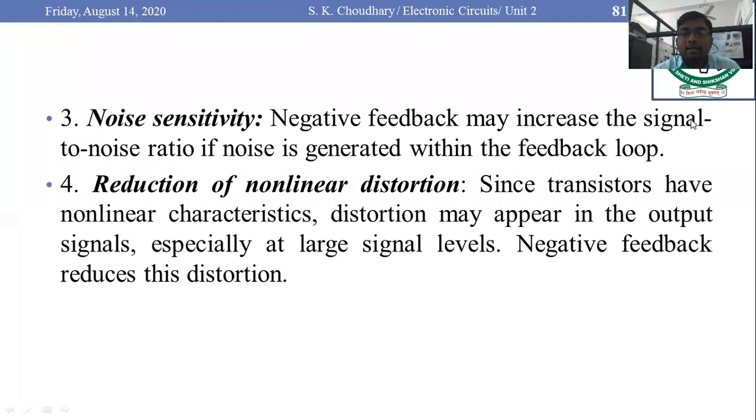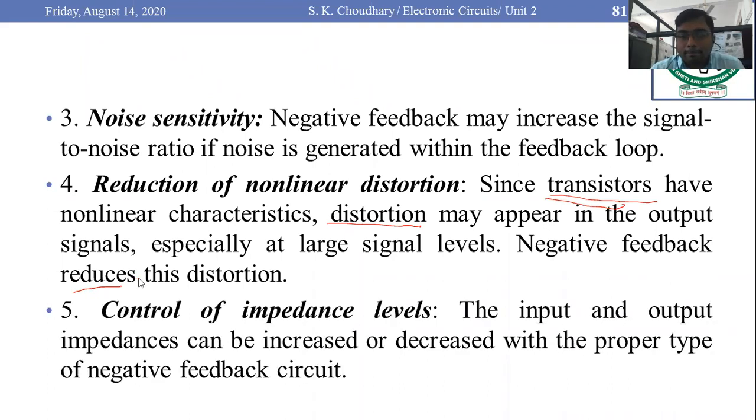Fourth benefit is the reduction of non-linear distortion. We know that all active devices have some non-linear characteristics, mainly the transistor we are using as an active device in the amplifier. Because of these non-linear characteristics, what happens? Distortion would occur in the output signal, especially when you apply a large signal at the input. So negative feedback would reduce this distortion. This is the fourth advantage of negative feedback.